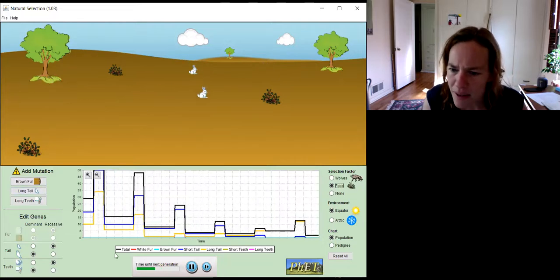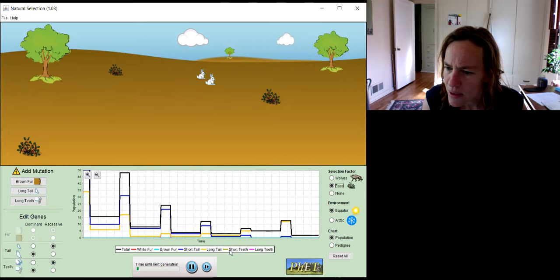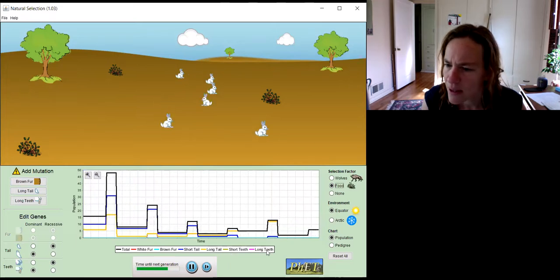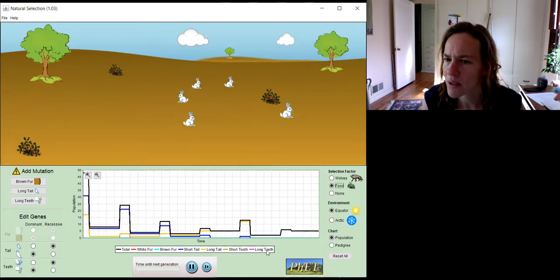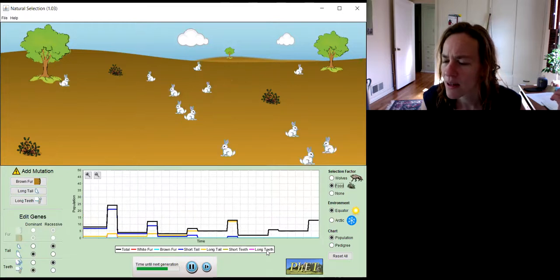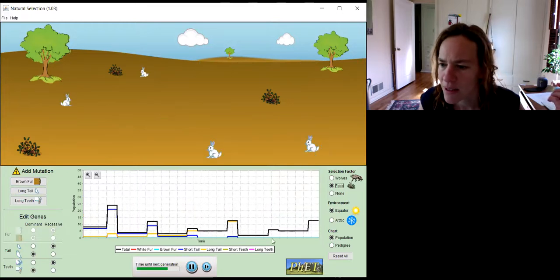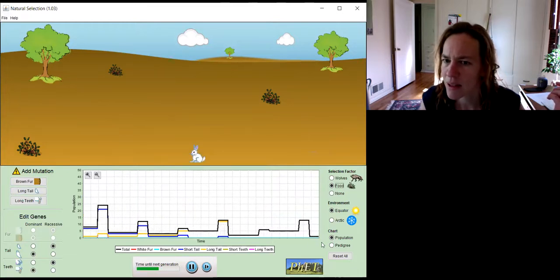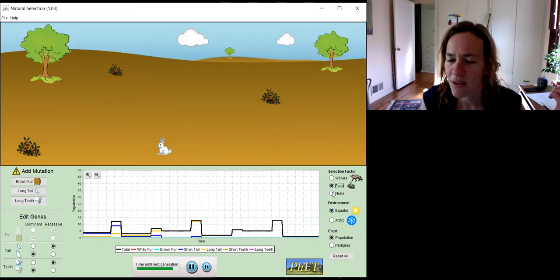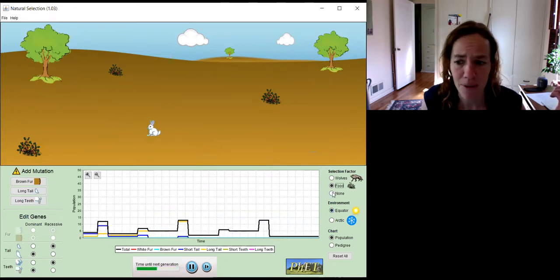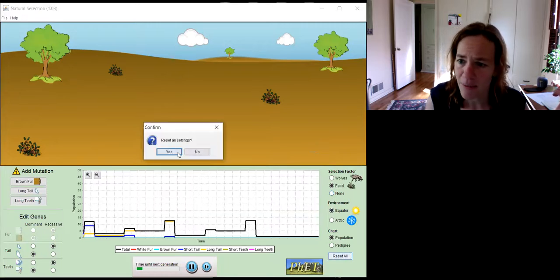If we look at the short teeth and the long teeth, it seems like all of them keep having short teeth. It doesn't seem like the long teeth are really helping them out much. It looks like they're going extinct. Maybe there's not enough food for them. All right, let's reset it all.